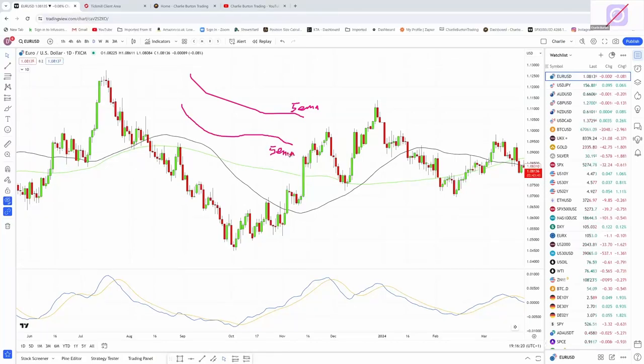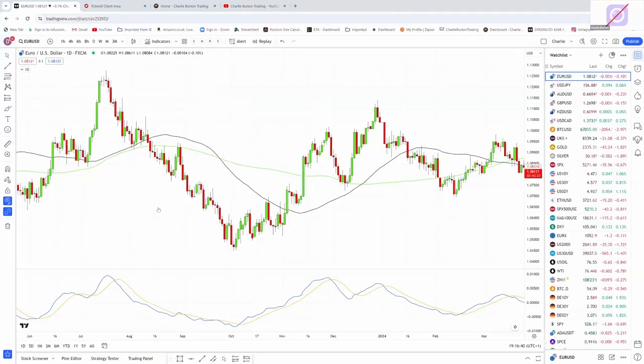Most moving averages, when you put them on your chart, will default to the closing price, so it'll take all of the closes. Exactly, Irish. Nice to see you, Dan, Irish Dan. So they will default to the closes, and what you do is go to your chart settings and change the default setting.